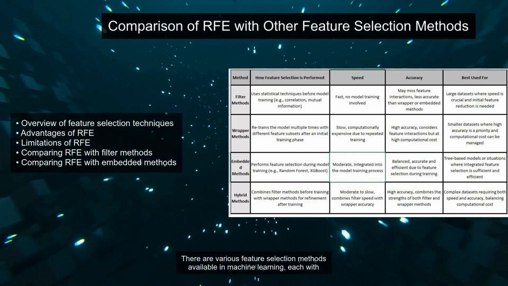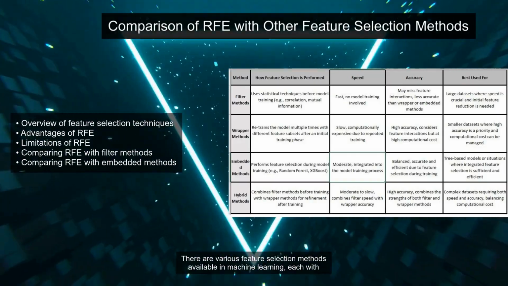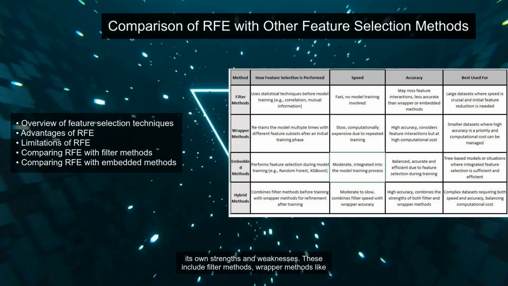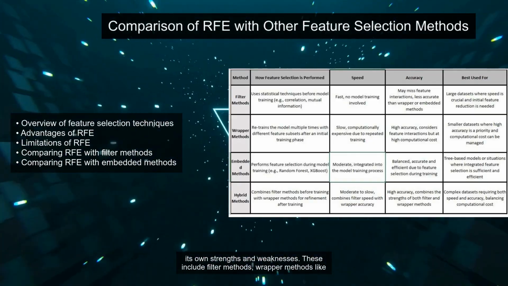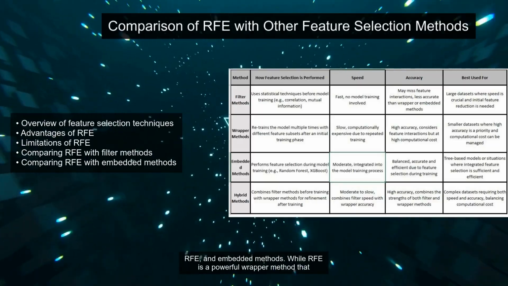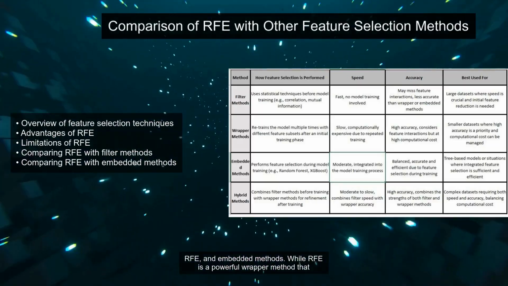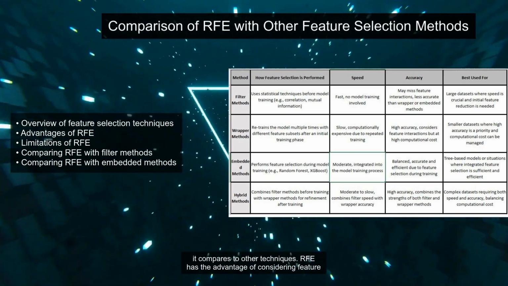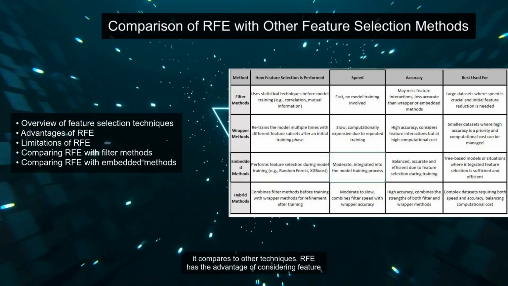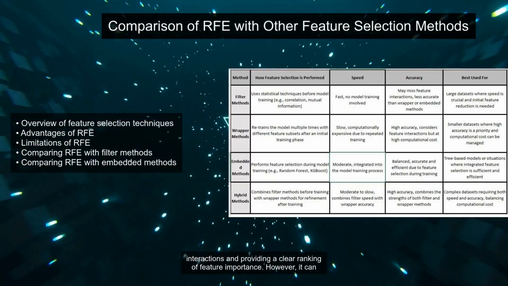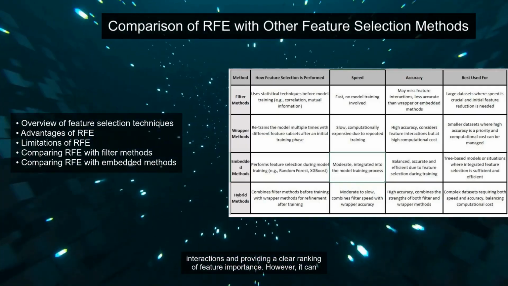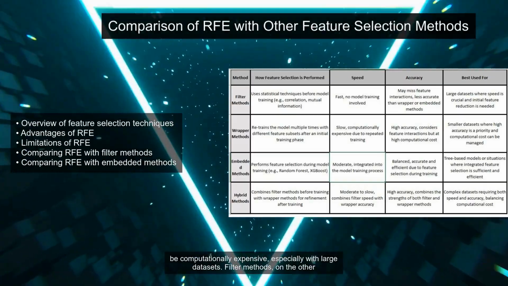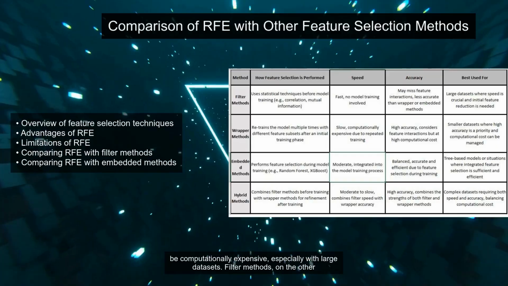There are various feature selection methods available in machine learning, each with its own strengths and weaknesses. These include filter methods, wrapper methods like RFE, and embedded methods. While RFE is a powerful wrapper method that uses a model to evaluate feature importance, it's essential to understand how it compares to other techniques. RFE has the advantage of considering feature interactions and providing a clear ranking of feature importance. However, it can be computationally expensive, especially with large datasets.